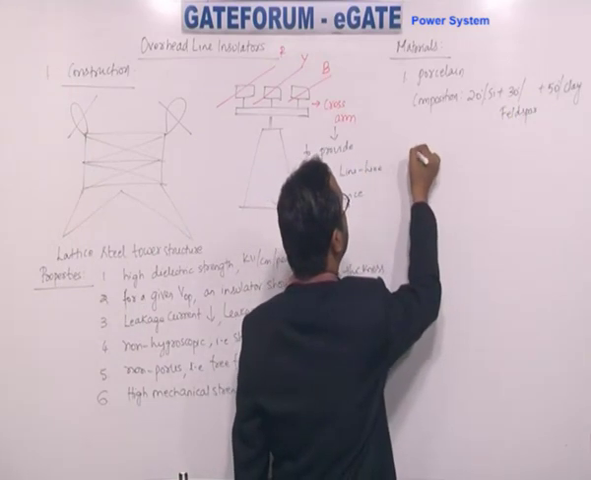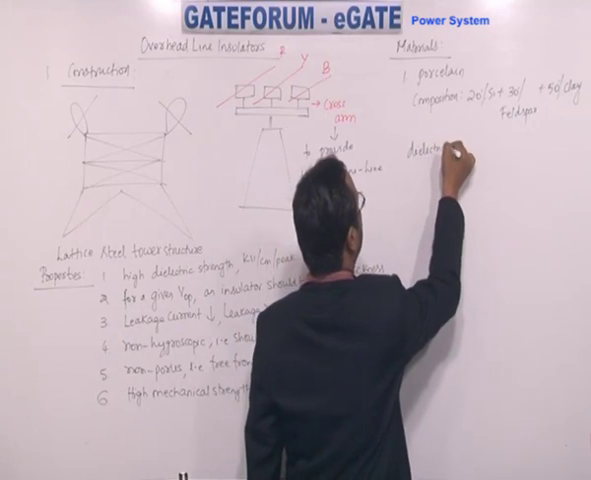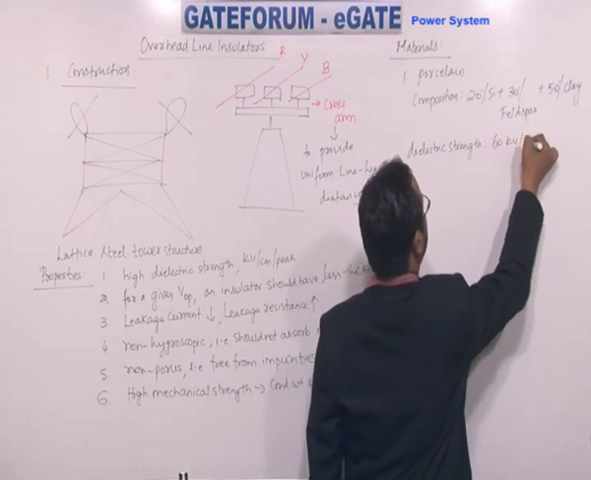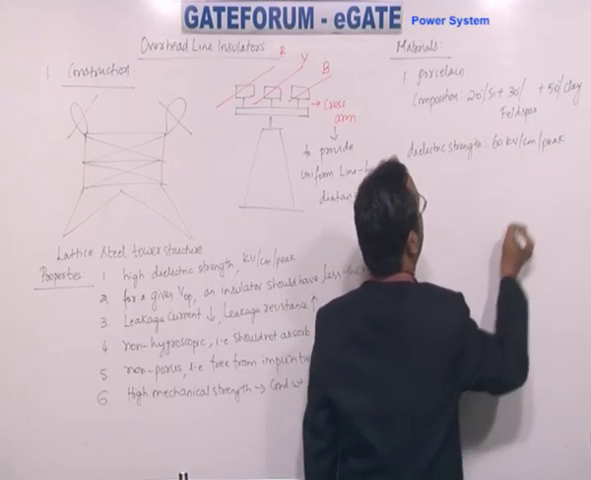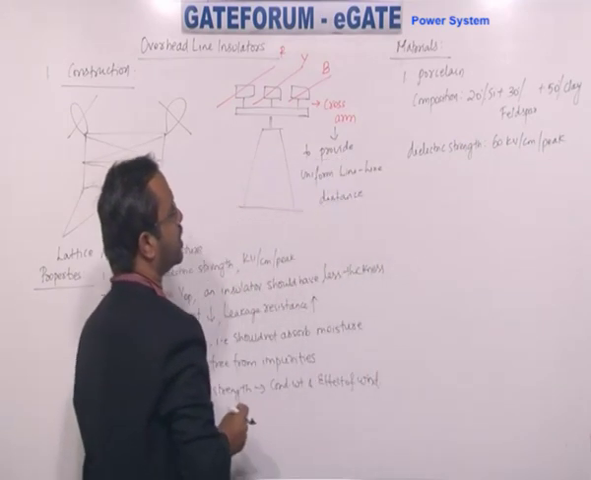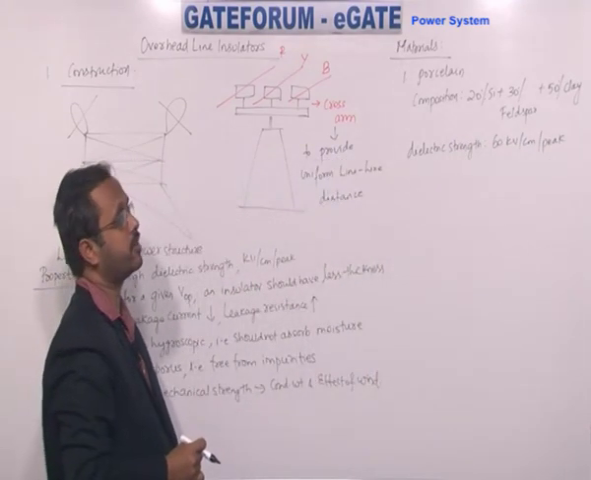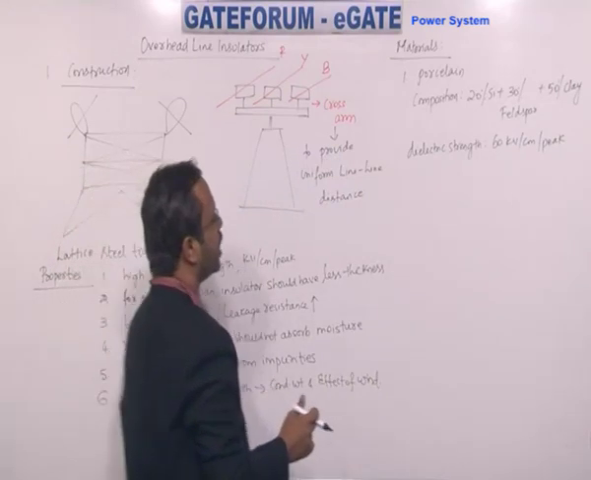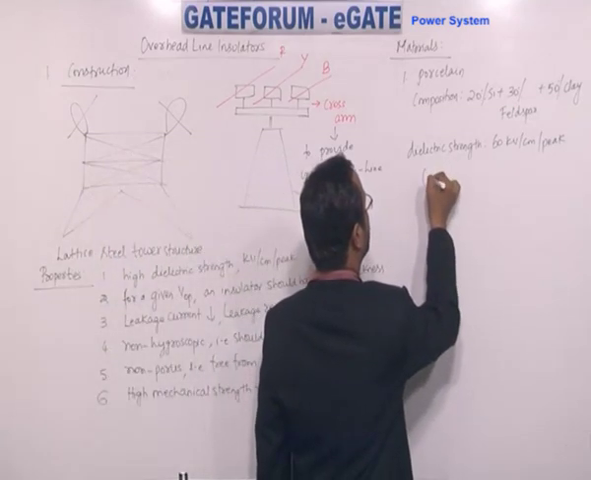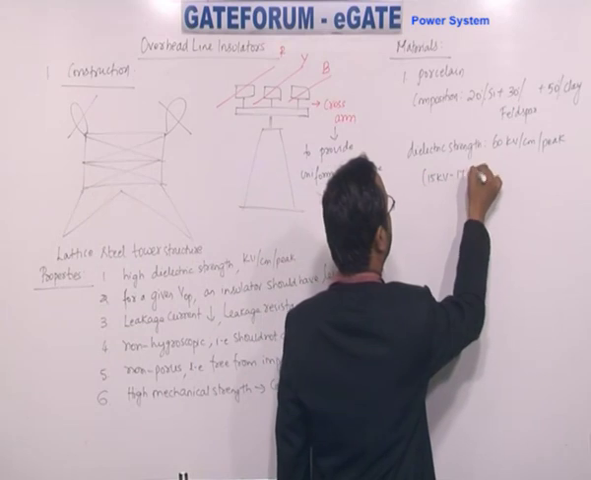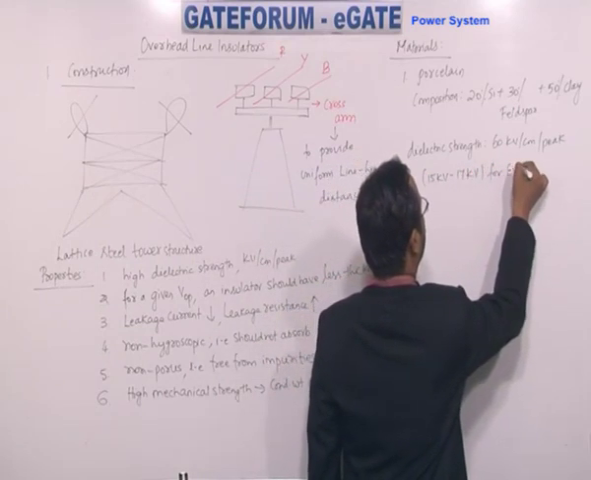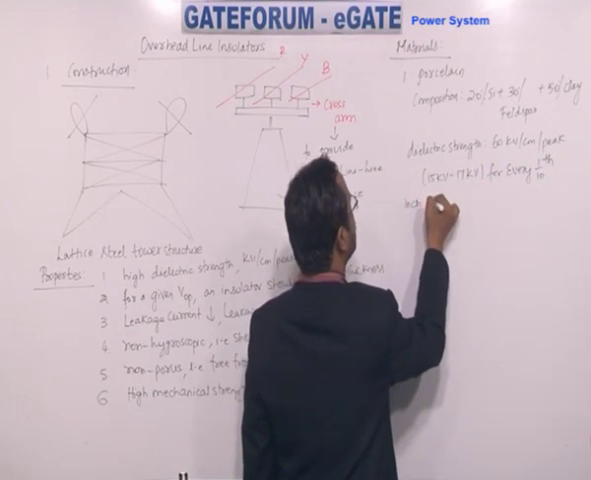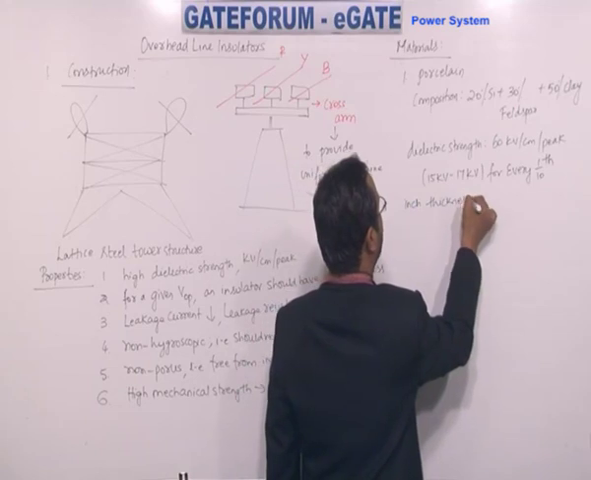And what is its dielectric strength? The dielectric strength is 60 kV per centimeter per peak. And also we have a dielectric strength of 15 kV to 17 kV for every 1/10 inch thickness of insulation.